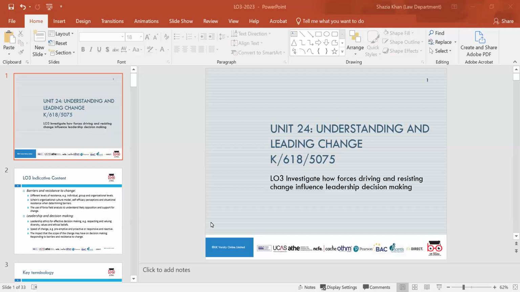So now we're going to look at Learning Outcome 3, which is to look at investigating how forces driving and resisting change influence leadership and decision making. So what is the impact of leadership on change, and how would people resist change?